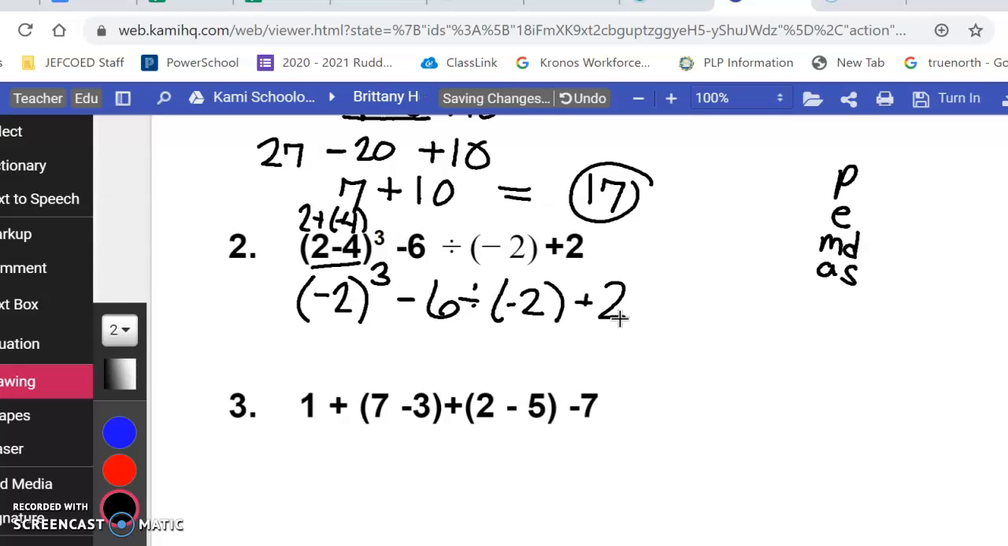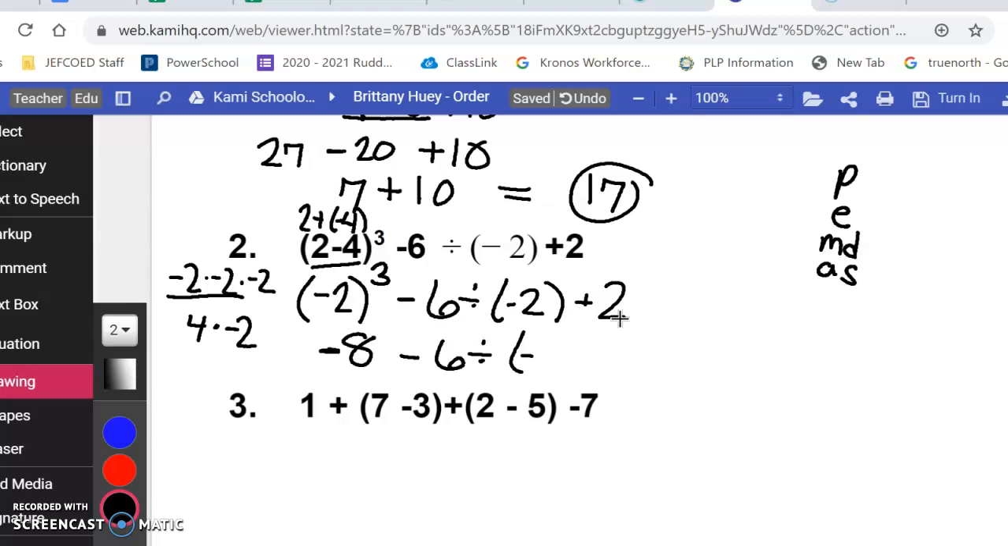Next, exponents. All right, here we have an exponent here. Now look, this is negative 2 times negative 2 times negative 2. Here's why this is so important. Negative 2 times negative 2 is 4, and a negative times a negative is a positive. But we still have to multiply it times a negative 2. 4 times 2 is 8, but a positive times a negative is a negative. So be careful there when you are doing exponents of negative numbers. Just keep that in mind.